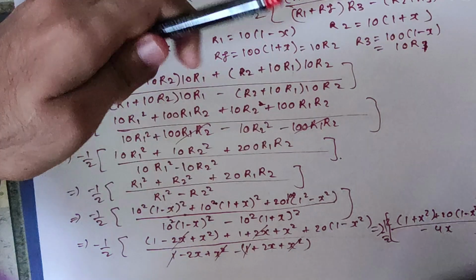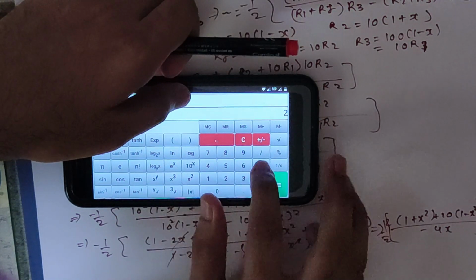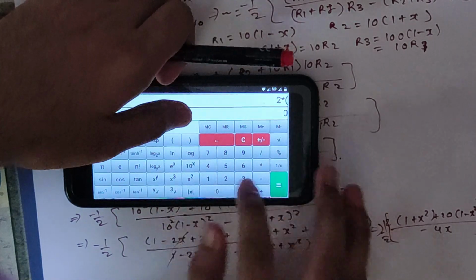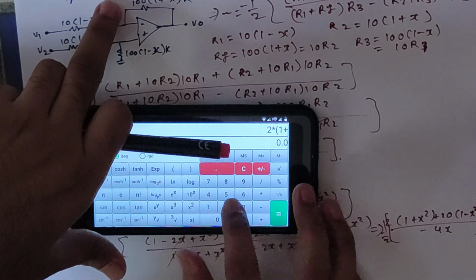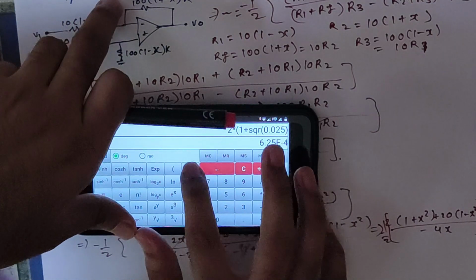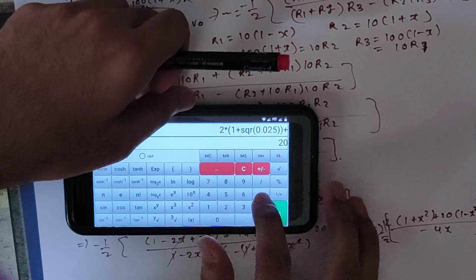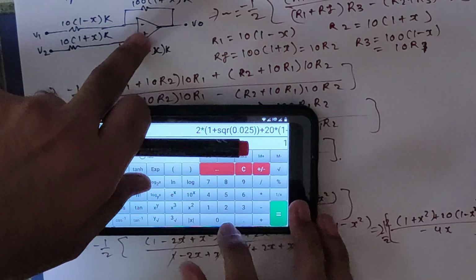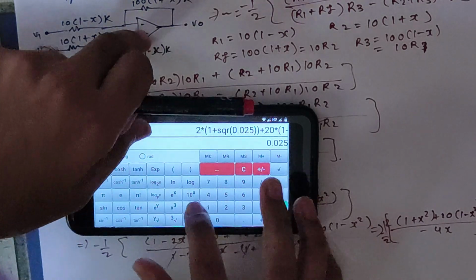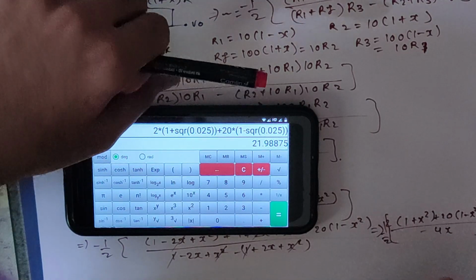Okay, so now if we use the calci, we will get 2 into (1 plus x) square, right? So 1 plus x is what here? X is 0.025 square. So we get this thing plus 20 into (1 minus x is 0.025) square bracket. This is what we get for numerator.